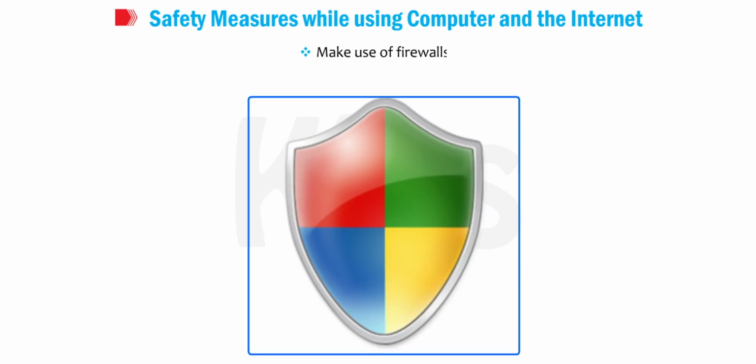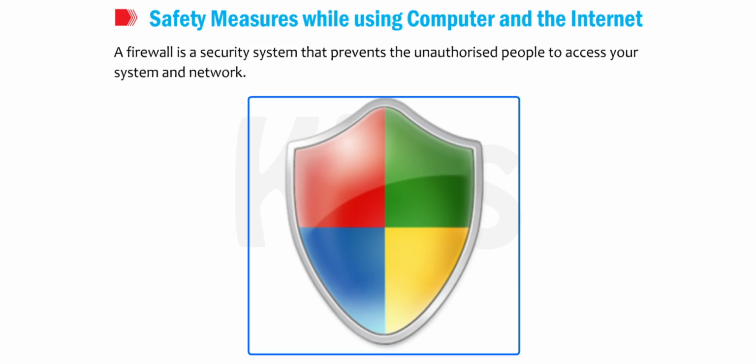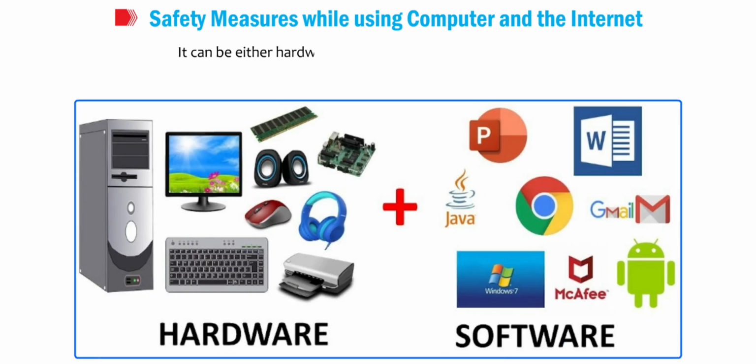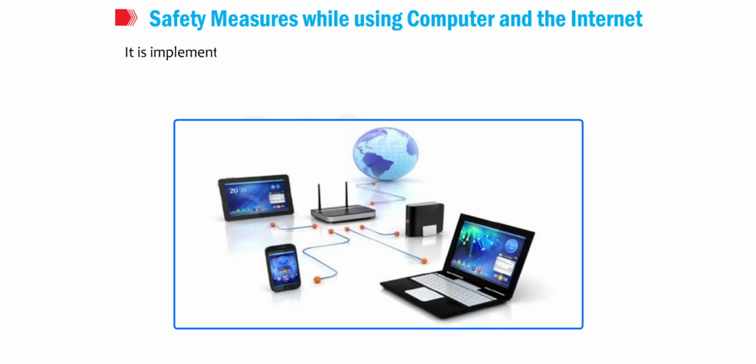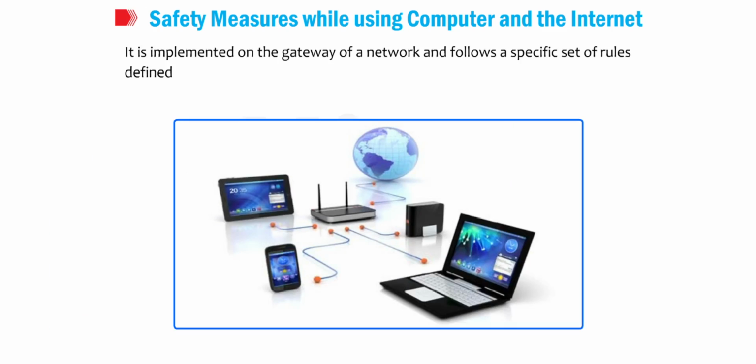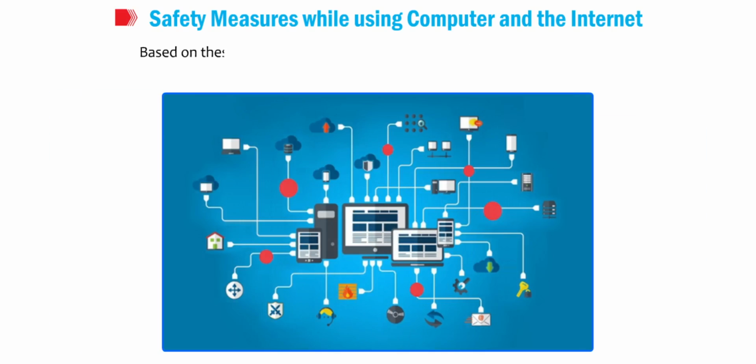Make use of firewalls. A firewall is a security system that prevents unauthorized people from accessing your system and network. It can be either hardware or software or a combination of both. It is implemented on the gateway of a network and follows a specific set of rules defined by the user or the network administrator. Based on these rules, it controls the incoming and outgoing network traffic.